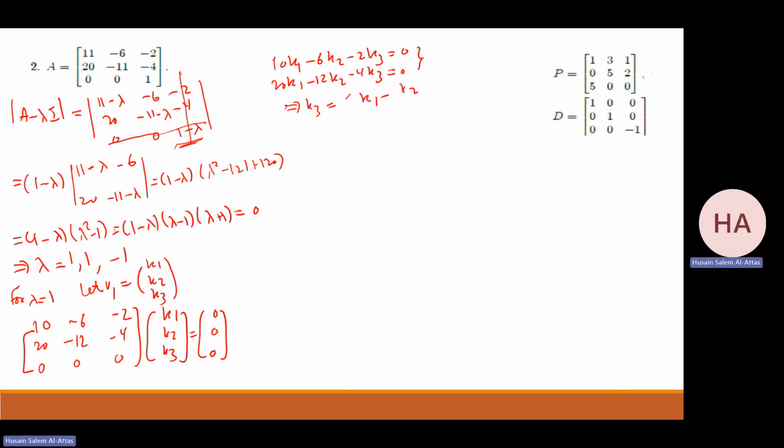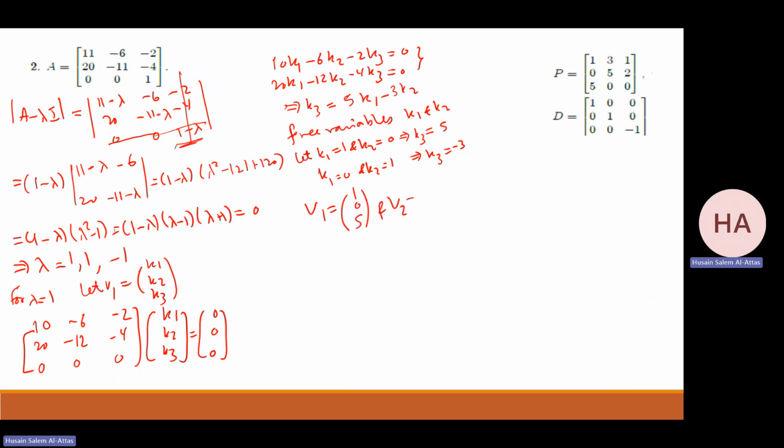So that will be 5 and 3. So K1 and K2 are free variables. I let K1 equal 1 and K2 equal 0, and K1 equal 0 and K2 equal 1, to have linear independence. So K3 here will be 5, and K3 here will be minus 3. So V1 will be 1, 0, 5 and V2 will be 0, 1, minus 3.